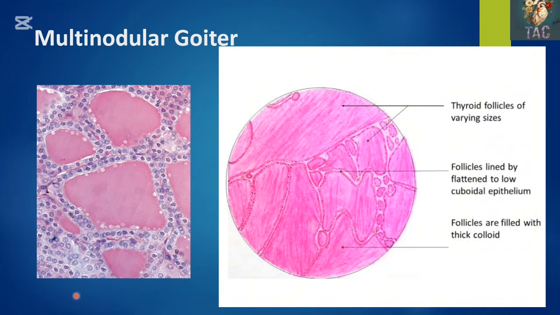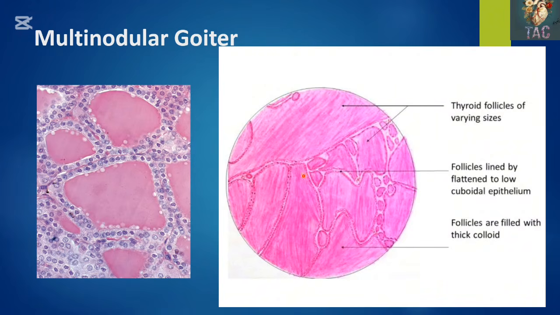First have a look at the normal histological features. Here you can see the normal follicles of the thyroid gland, which are lined by the cuboidal epithelium, and inside the follicle you can see the colloid. In this slide you can see follicles of varying sizes are present. Some are very large and others are very small.